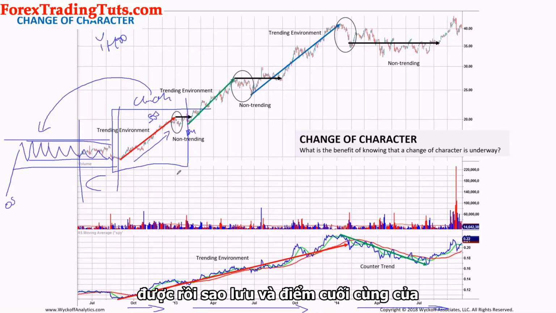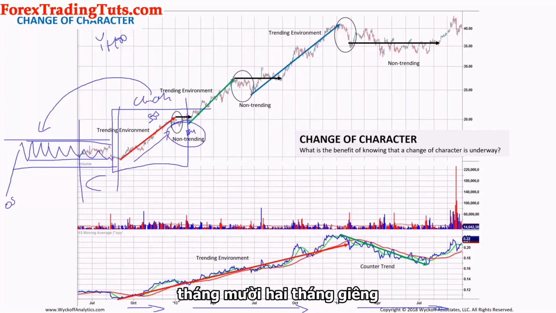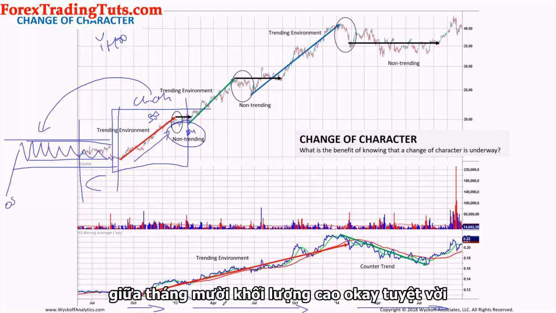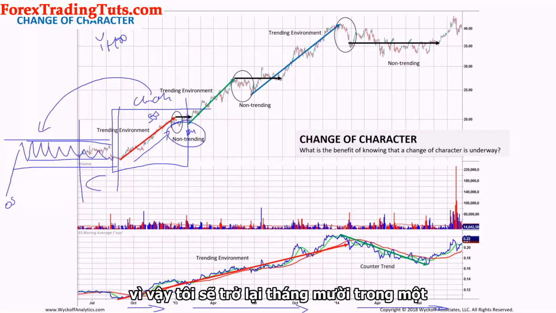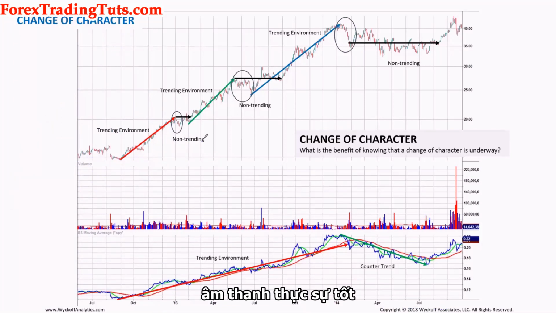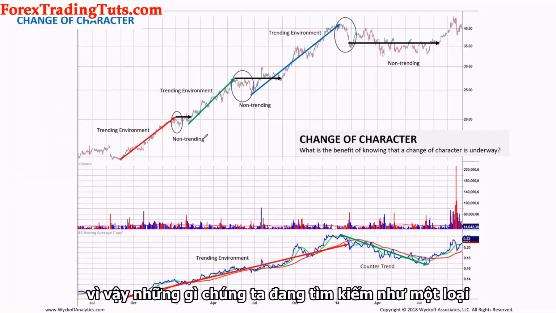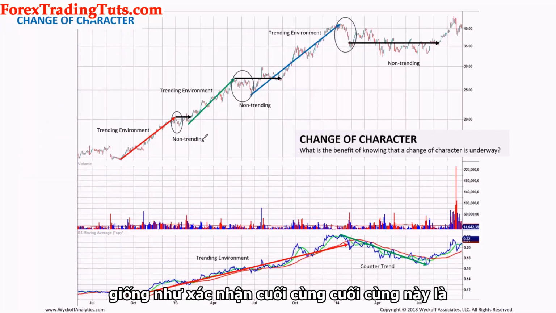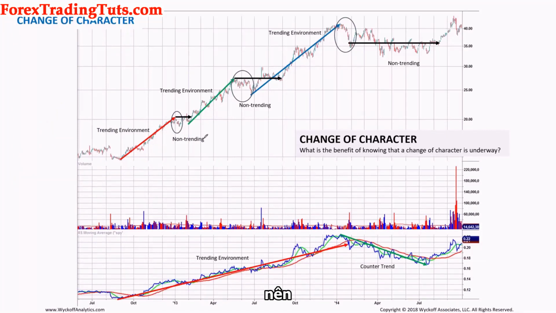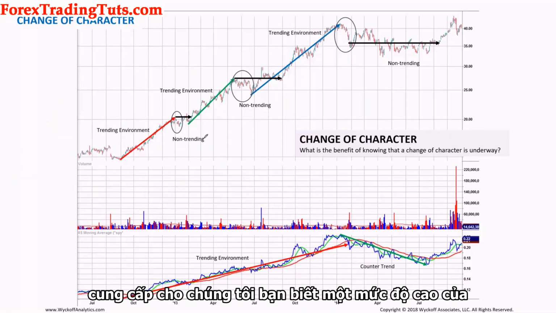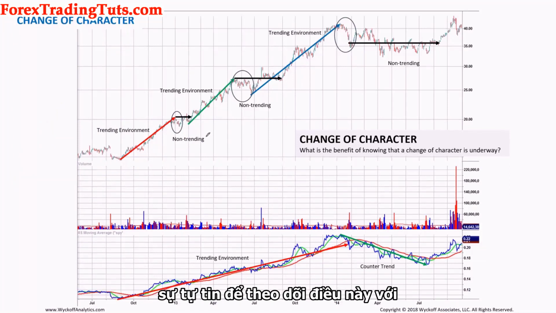Okay, backing up and last point of support. So somewhere here, December, January of 2013, backing up of 2013, February, mid-October, high volume. Okay, great. So I will come back to October in a second, but everything else sounds really good. So what are we looking for as this final confirmation, the confirmation that should give us a high level of confidence to follow up with this trade.